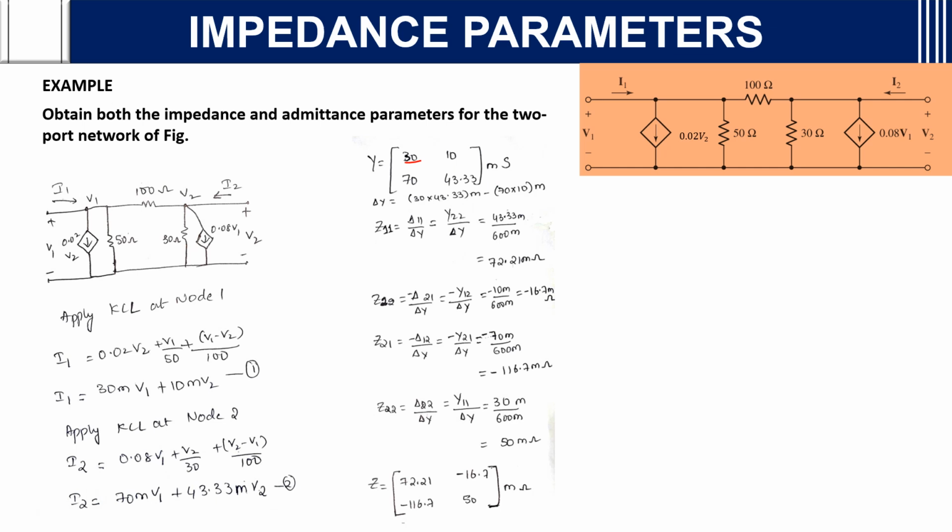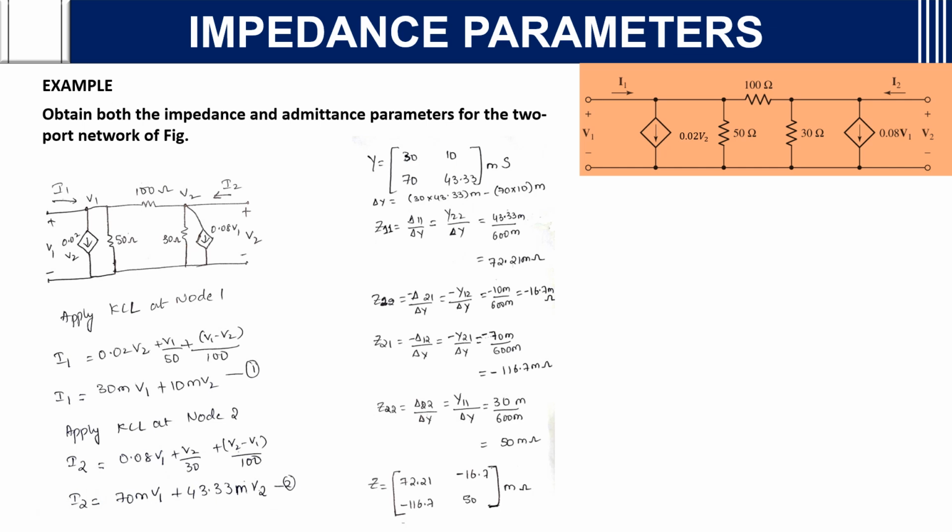Why? Because we need to convert into Z parameters, since they are asking for the impedance parameters. If you want, you can first find impedance parameters and then convert to admittance parameters. Anything is fine. It is easy that if you apply node analysis directly, you will get Y parameters, so you can easily convert to Z parameters.